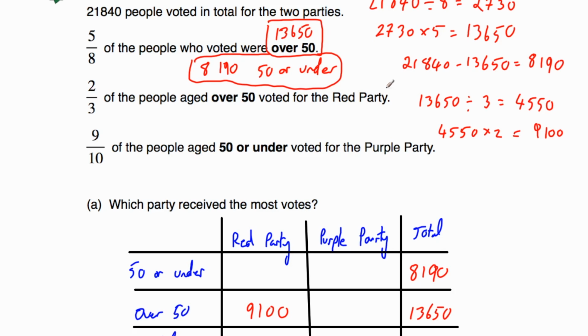That means the rest must have voted for the Purple Party. So if we take our 13,650 and take away the 9,100, that's equal to how many people aged over 50 voted for the Purple Party. So 13,650 take away 9,100 is equal to 4,550. So that means that 4,550 people aged over 50 voted for the Purple Party.